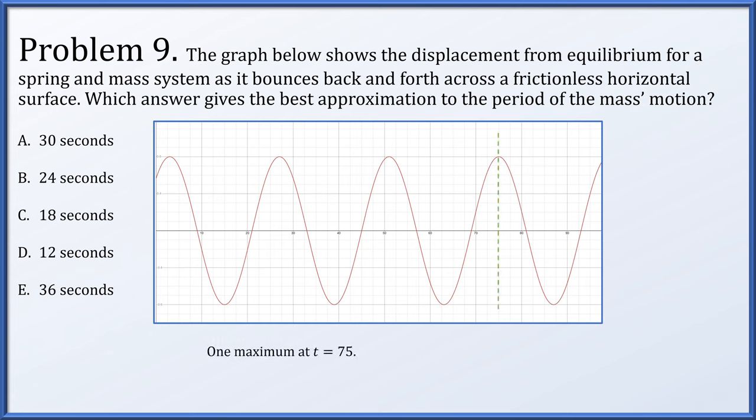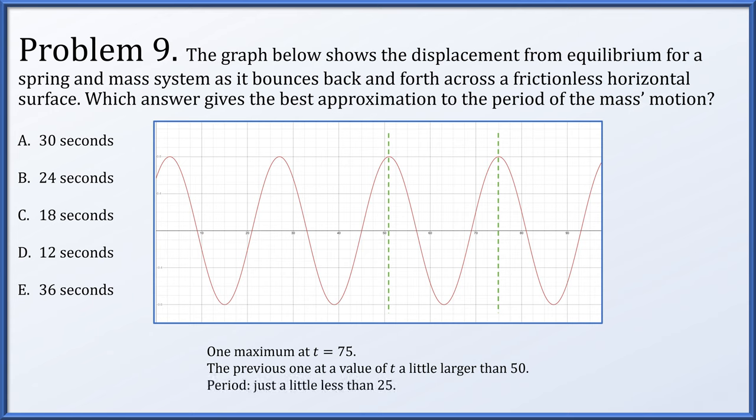So, we find one maximum at t equals 75, and the previous maximum is a little bit above 50. I'm not sure exactly what it is by looking, but it's just above 50. So one full period goes from a little bit above 50 to 75. So the period is just a bit less than 25. And of the 5 options, there's one of them that is just a bit less than 25. That's option B.